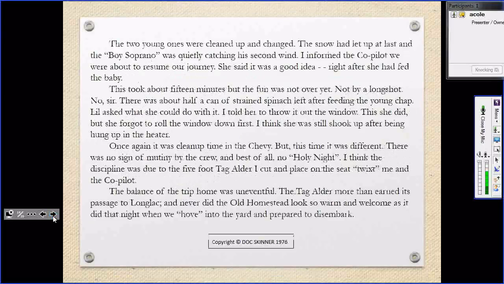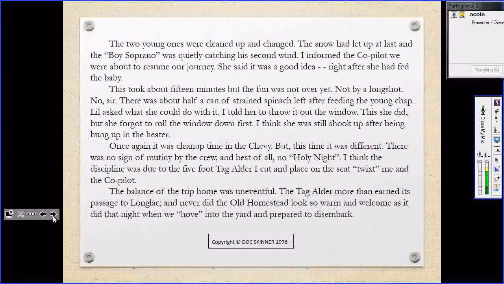The 2 young ones were cleaned up and changed. The snow had let up at last, and the boy soprano was quietly catching his second wind. I informed the co-pilot we were about to resume our journey. She said it was a good idea, right after she had fed the baby. This took about 15 minutes, but the fun was not over yet. Not by a long shot.